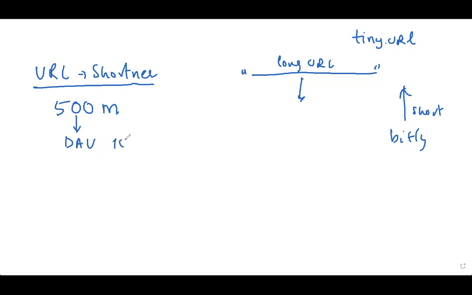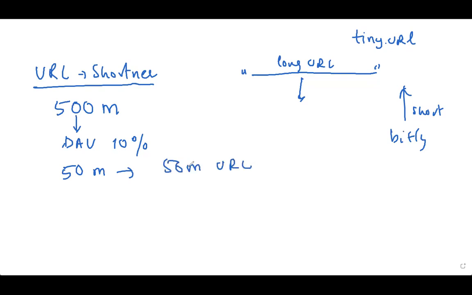I said 10% of your user base, which is 500 million, actually uses your system to create URLs. Getting my point? So how many people will be creating URLs now? 50 million. So how many URLs will be created in a day? 50 million URLs will be created.